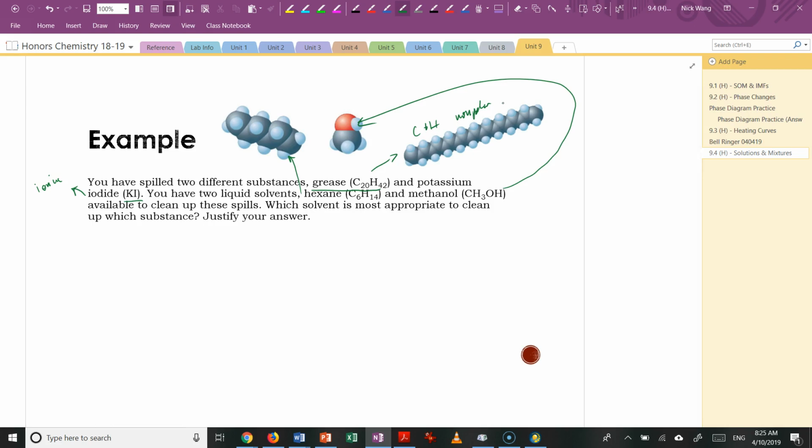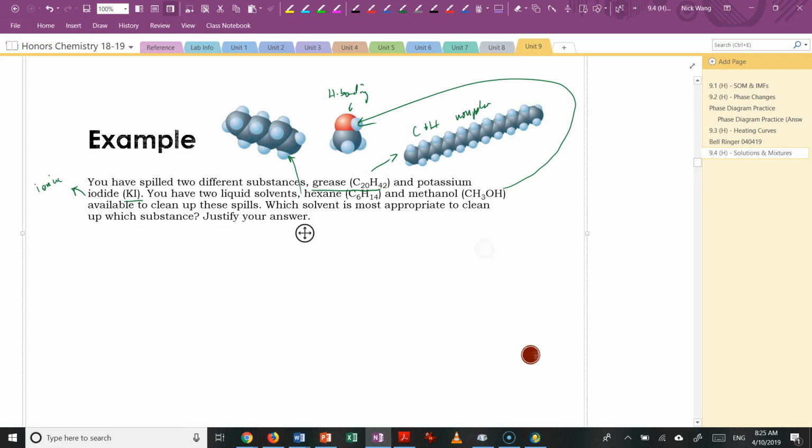Well, when I compare hexane and methanol, if I look at methanol, this guy's got the O right here, that very highly electronegative O. This guy's going to have some hydrogen bonding. It's a polar molecule, but in addition, it has hydrogen bonding, which is very much not a non-polar thing. It's a very polar thing.